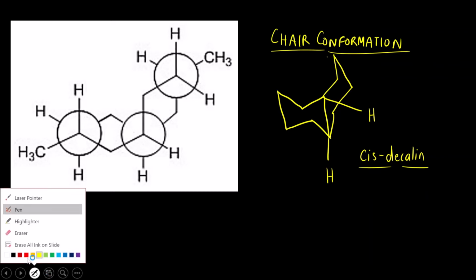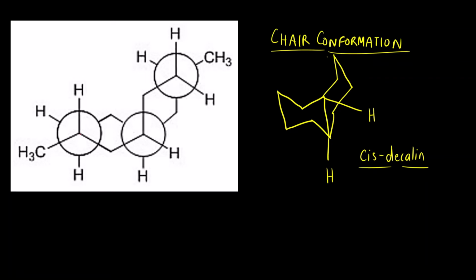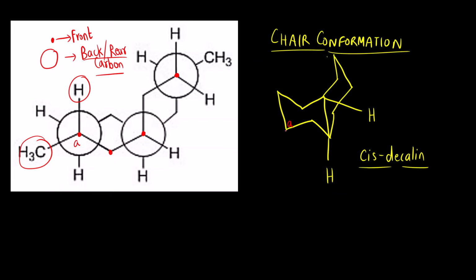Now, slowly we can label one carbon each. First of all, these dots are the front carbons. Dot represents the front carbon, and the big circle represents the back carbon, or rear carbon. First we are seeing the front carbons. Let's say this is A. Here this carbon is going to be A. Now hydrogen is above the plane, methyl is below the plane. So we draw like this.